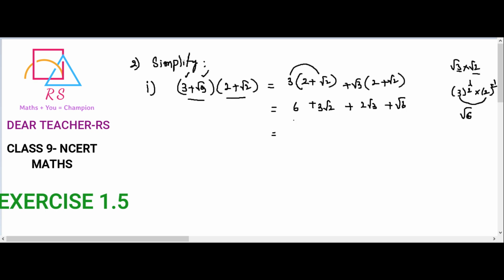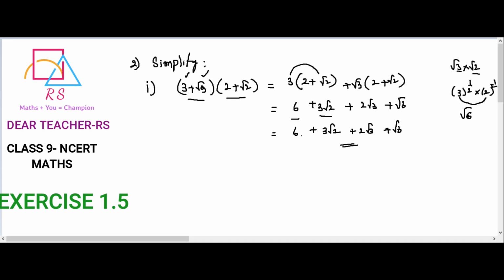So now 6 is a rational number, alone, there is no other rational number, so keep the 6 as it is. And 3 root 2 is an irrational number. There is no other root 2 term here, so this is also a single term, keep it like this. And 2 root 3 is also a single term, there is no addition, and root 6 is also a single term. This is the final answer.